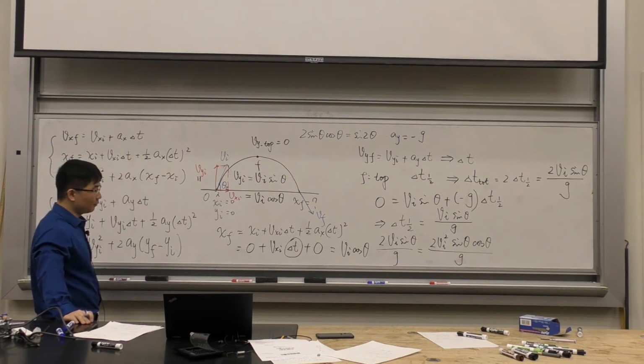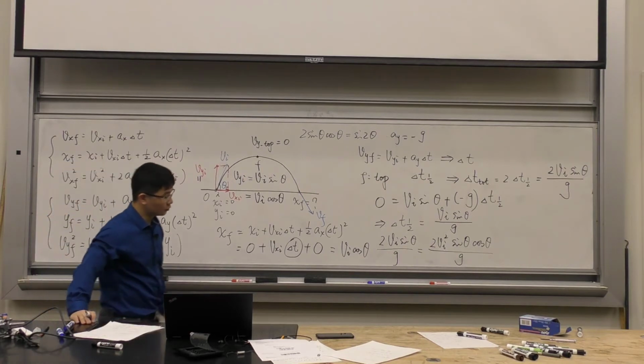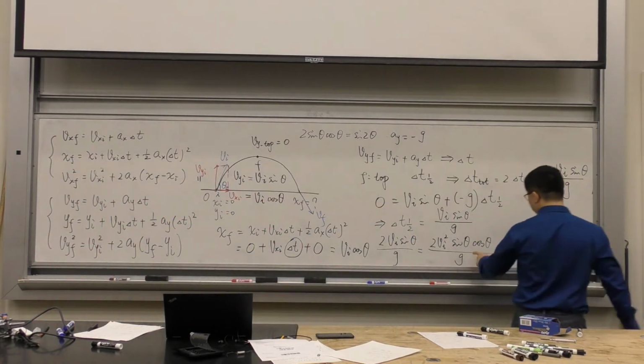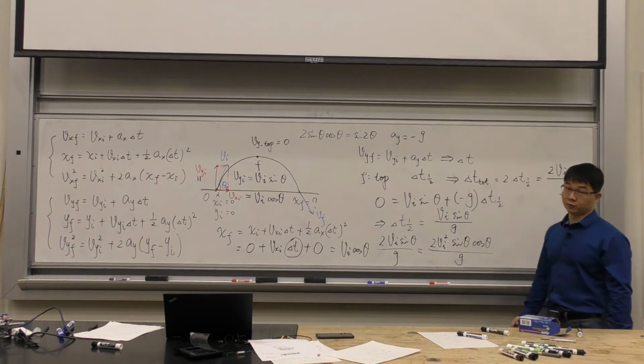So that means, why do I do that? Because, to take a look at this expression. Sine theta and cosine theta, they change differently with the theta angle, right?